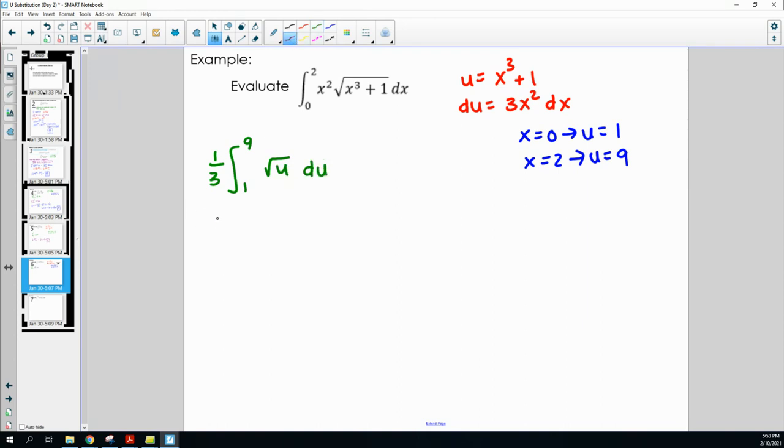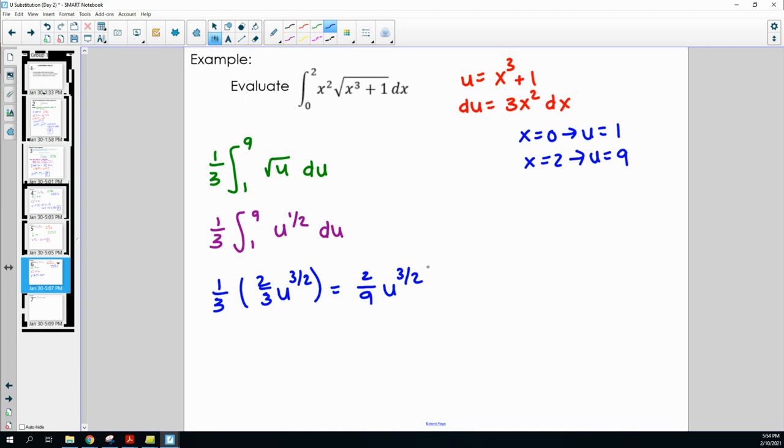So again, I like to see it as u to the 1/2. It makes it easier for me, at least, to figure out the antiderivative. So similar to before, because we had the 1/3 on the outside, this is going to be 2/3 u to the 3/2. And I'm just going to multiply that, and this is going to give us 2/9 u to the 3/2. And I'm using those new limits of integration. And then I'm going to pull out that 2/9 because that is the constant.